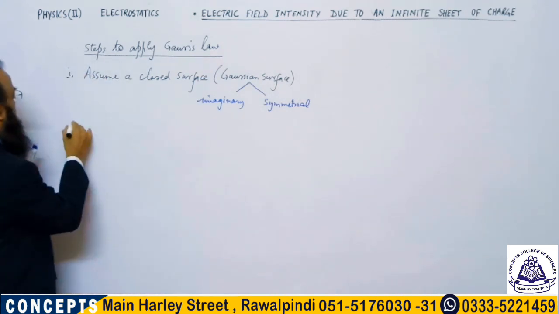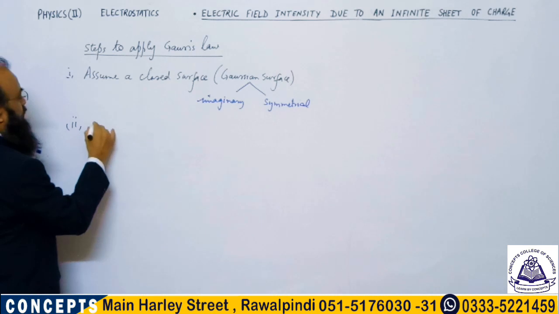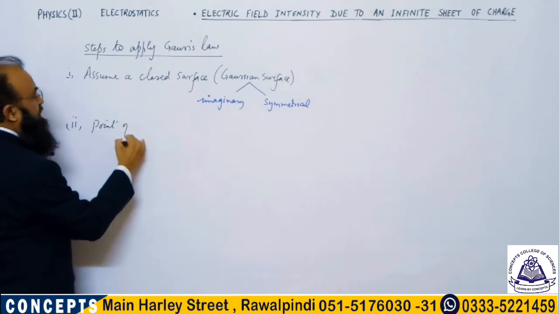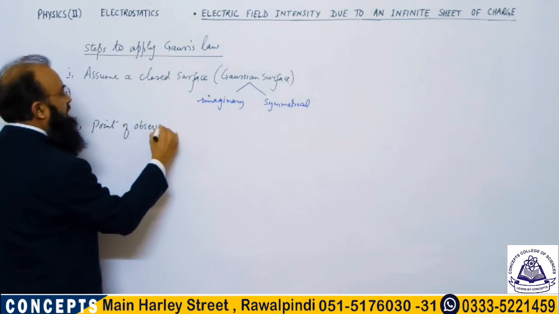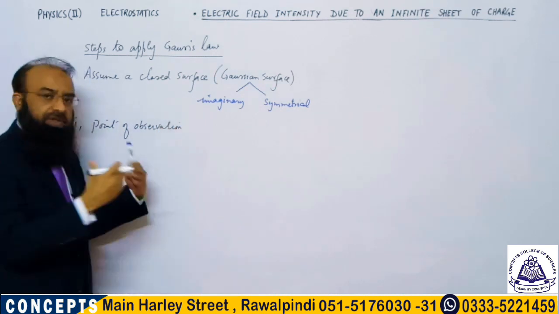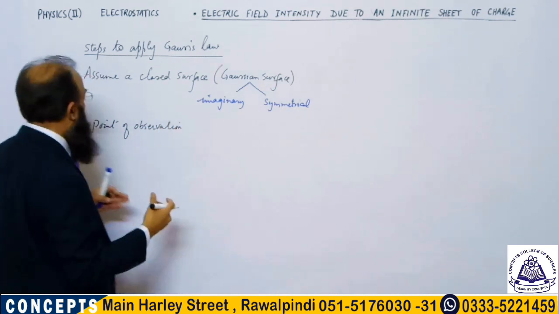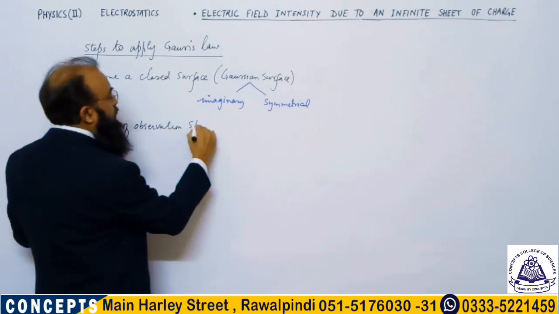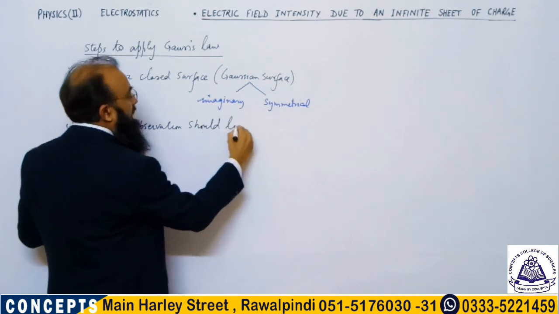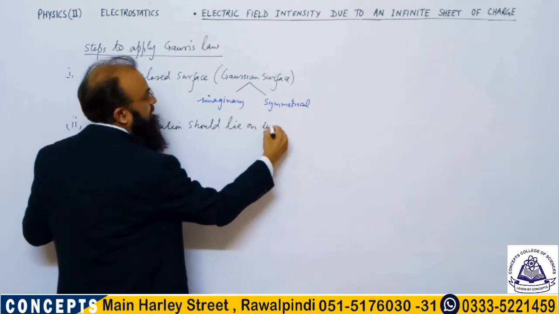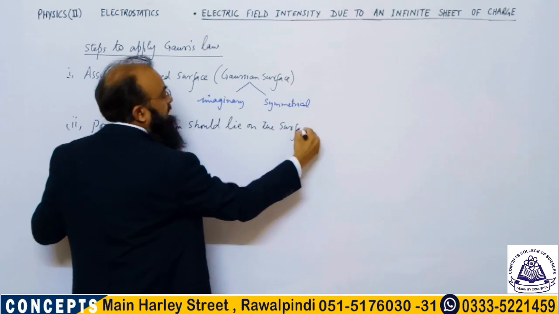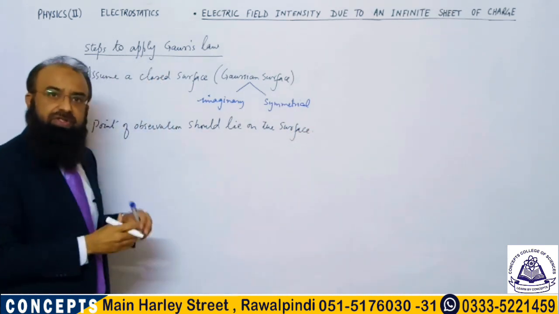And the second point is the point of observation. What is the point of observation? The point where you are going to find the electric field intensity. So the point of observation should lie on that Gaussian surface.